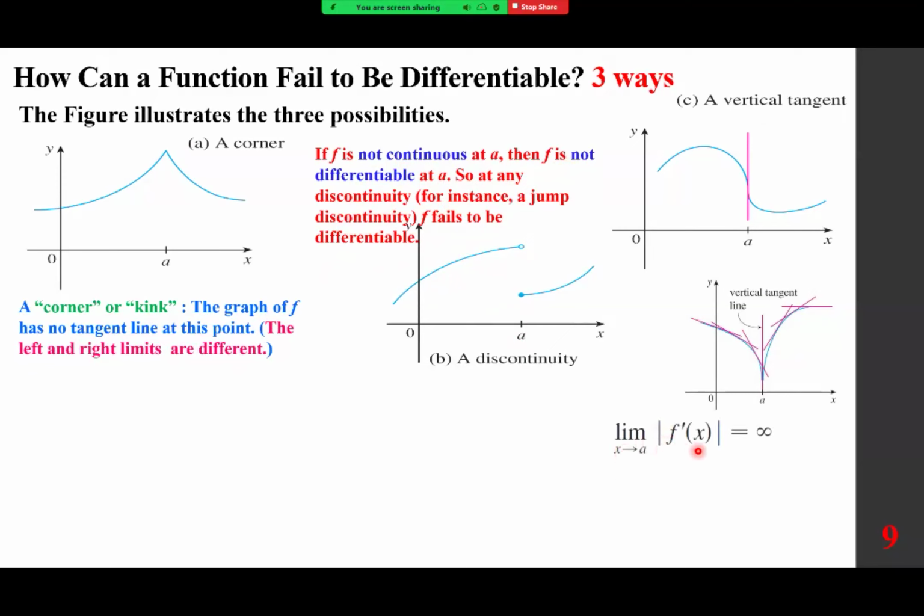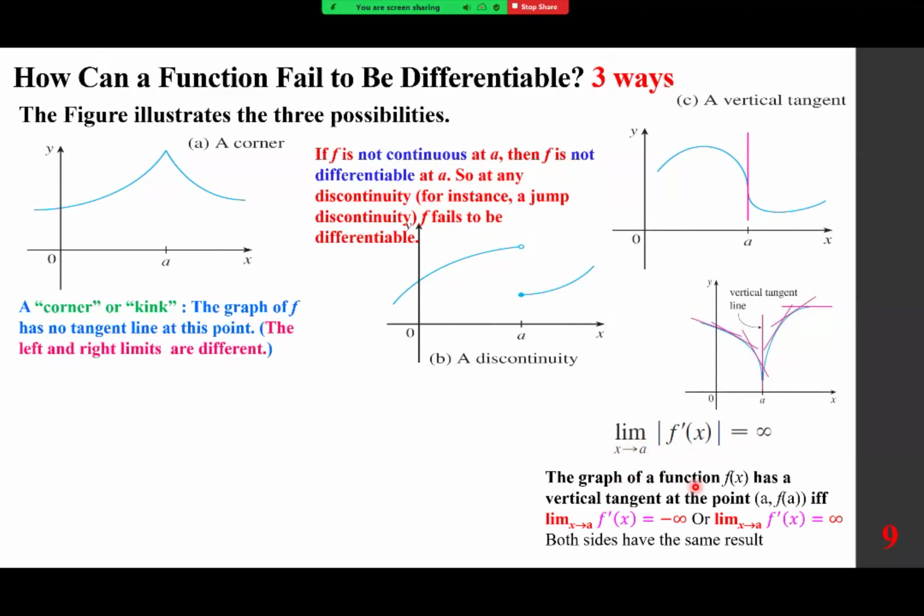The limit of the absolute value of f prime of x as x approaches a is infinity. The graph of a function f of x has a vertical tangent line at the point a comma f of a if and only if the limit of f prime of x as x approaches a is negative infinity, or the limit of f prime of x as x approaches a is positive infinity. Both sides have the same results.